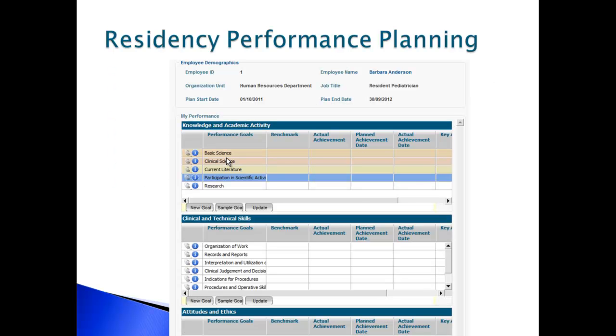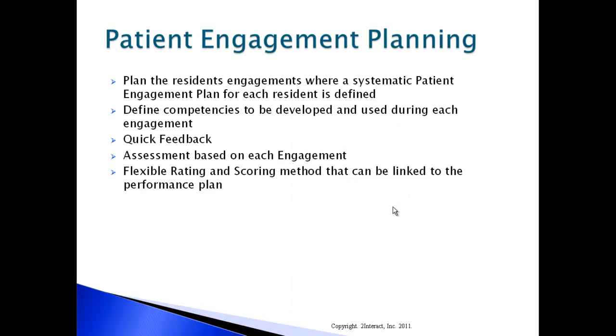Here's an example of a residency performance plan for a resident pediatrician, which contains knowledge and academic activity. It contains assessment of clinical and technical skills and attitudes and ethics, and it can contain anything else you want. The program managers and the advisors will define the exact benchmarks that are required from the resident, and will track the actual achievement, when this was achieved, and so on.